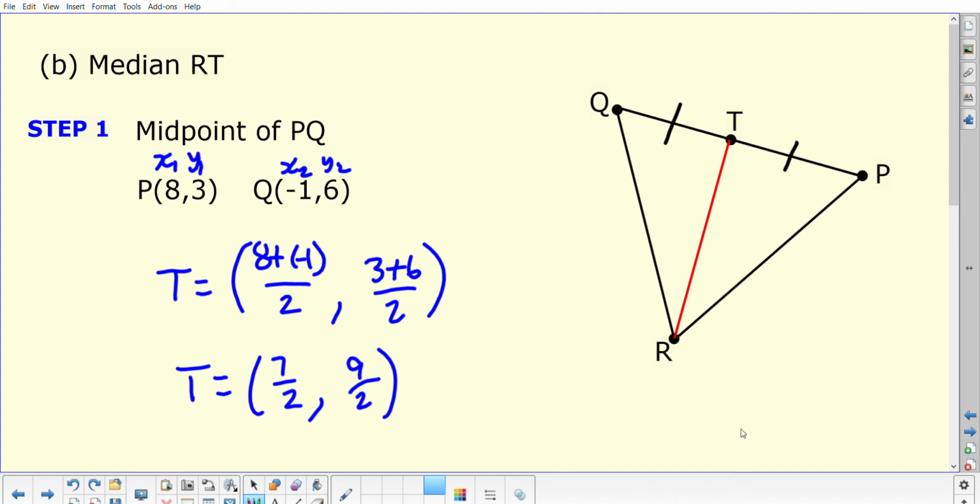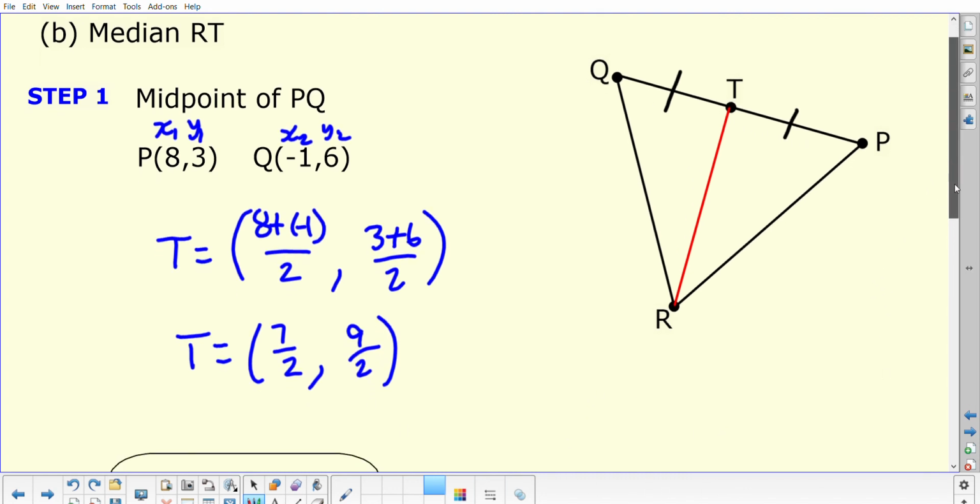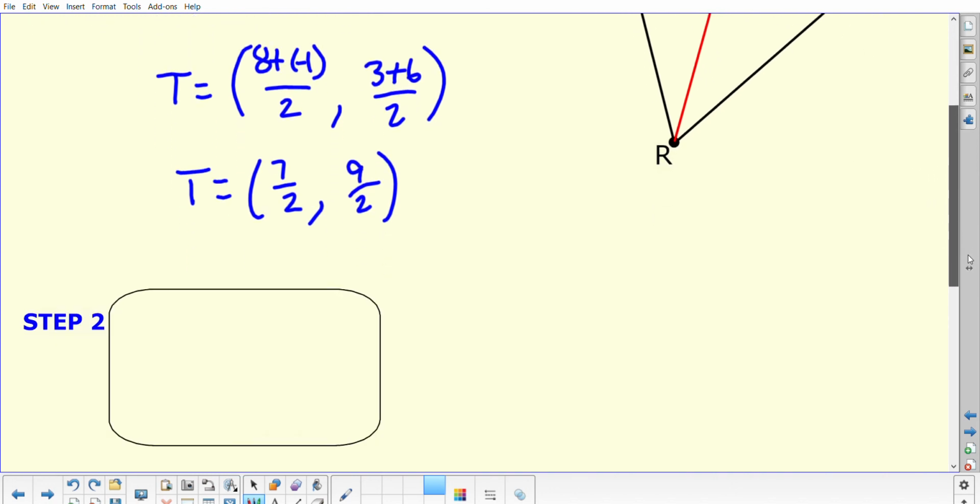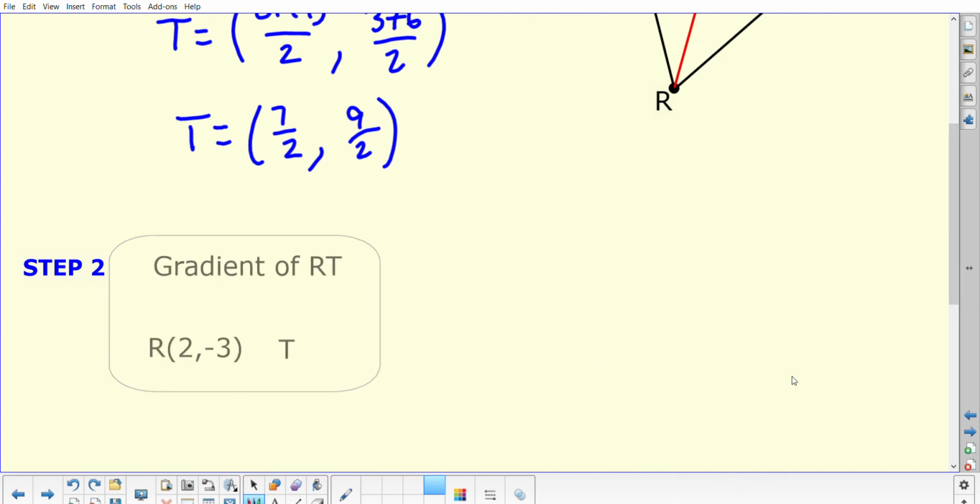So that's our midpoint. Now, to find the equation of this line, as well as working out the midpoint, I now need to get the gradient of this line. So I'm going to be using the points R and T to do that. So our second step is gradient of RT.